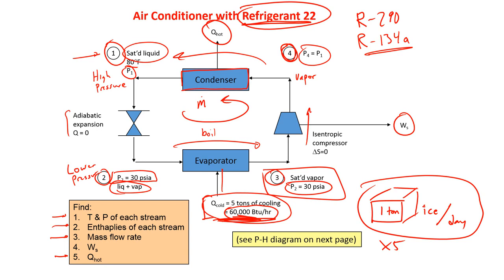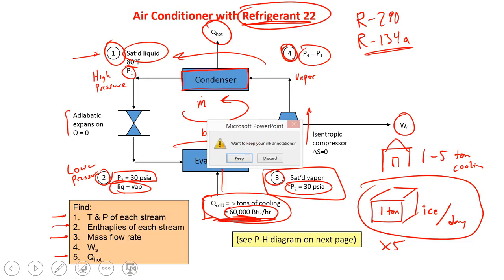Now a typical home is going to be 1 to 5 tons of cooling. Okay, so a typical home, if you had the air conditioner hooked up to make ice, you can make 1 to 5 tons of ice per day. Okay, so that's just the overview. I'm going to go to where we can see the chart. We want to be able to look at the pressure enthalpy chart for this system.